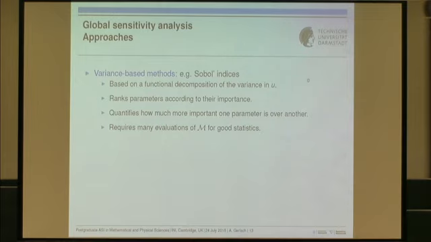Okay, so if you want to do global sensitivity analysis, you can go along with 2 approaches, and the first one is a variance-based approach, to compute so-called Sobol indices. You're interested in the variance of your quantity of interest, and you do a decomposition, like a series expansion, of your variance into different terms. These terms tell you something about the influence of each parameter or of certain parameter combinations on the quantity of interest. With the help of these terms, you can rank parameters according to their importance, and you can quantify how much more important one parameter is over the other.